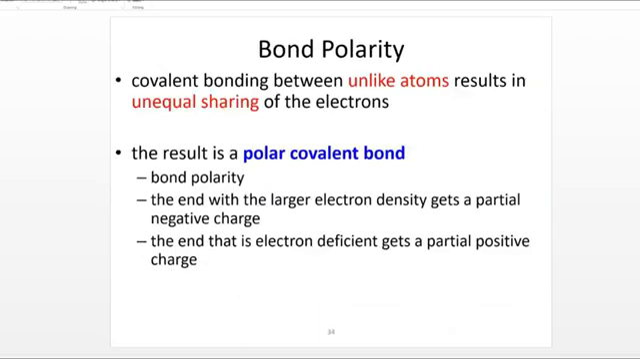Now, in these covalent bonds, unless you have the same atom bound, the same element bound like H2 or O2, or elements of similar electronegativity, we end up with unequal sharing of the electrons between them. So certain elements like to pull electrons in a covalent bond more than others. This is called electronegativity, and it results in a polar covalent bond.